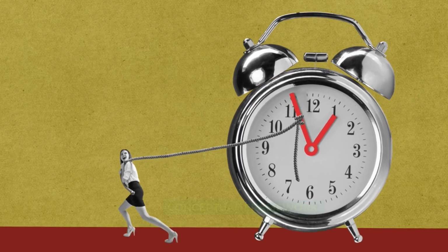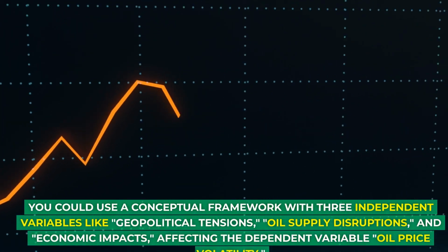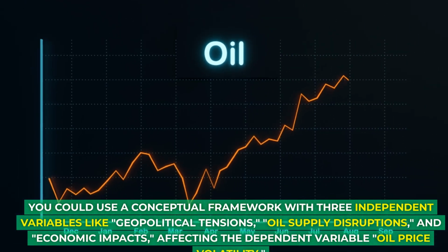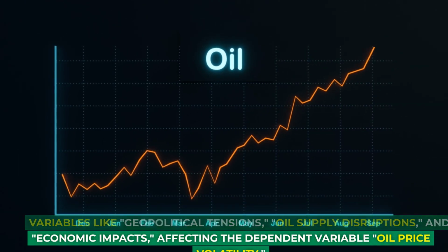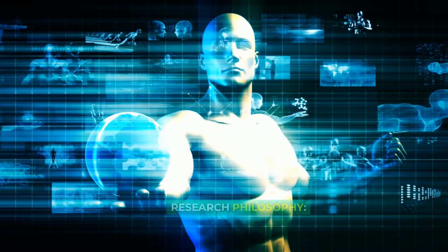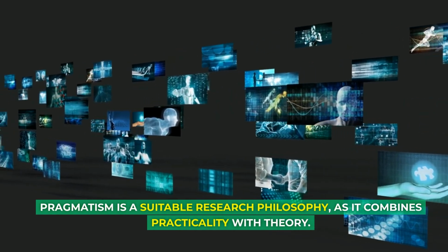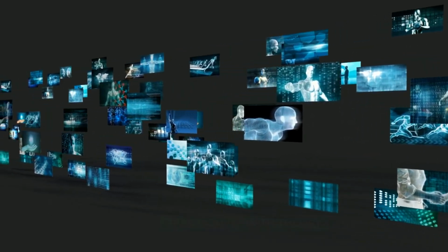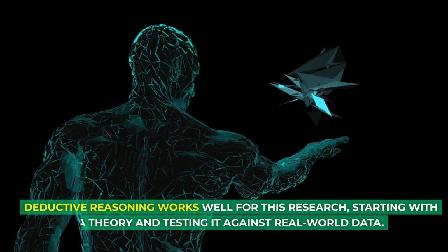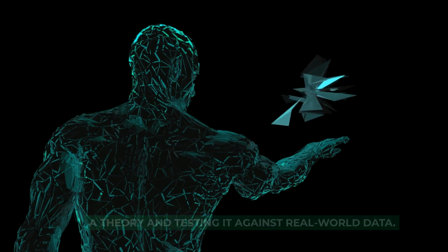Conceptual framework. You could use a conceptual framework with 3 independent variables like geopolitical tensions, oil supply disruptions, and economic impacts, affecting the dependent variable, oil price volatility. Research philosophy. Pragmatism is a suitable research philosophy, as it combines practicality with theory. Research approach. Deductive reasoning works well for this research, starting with a theory and testing it against real-world data.